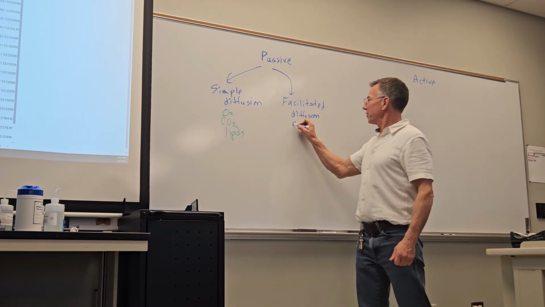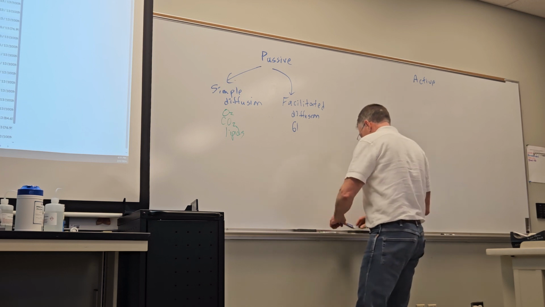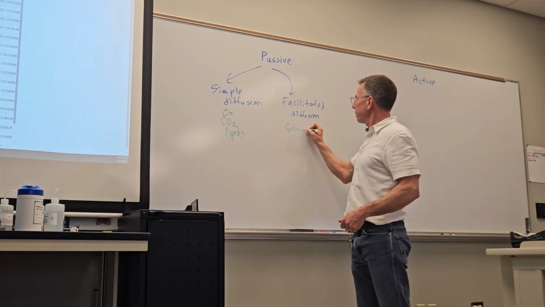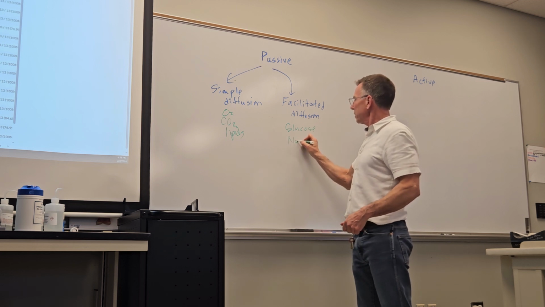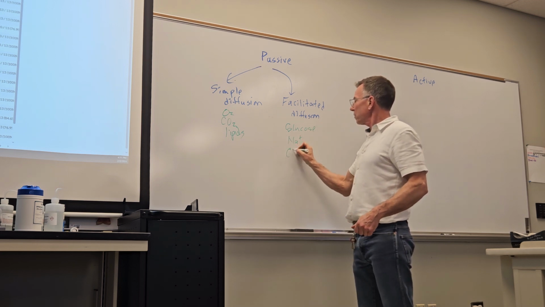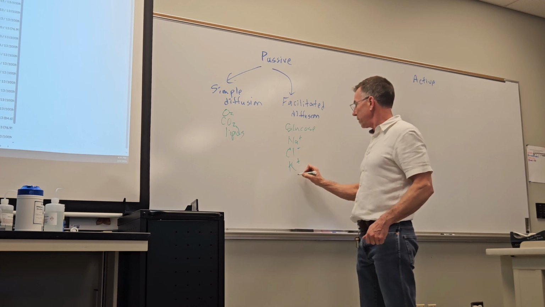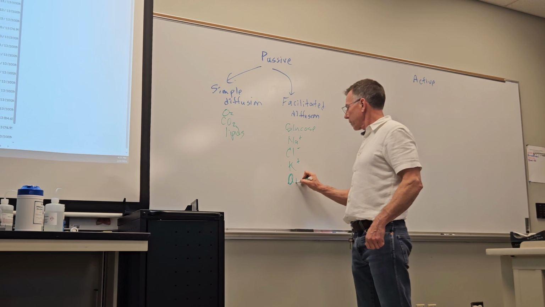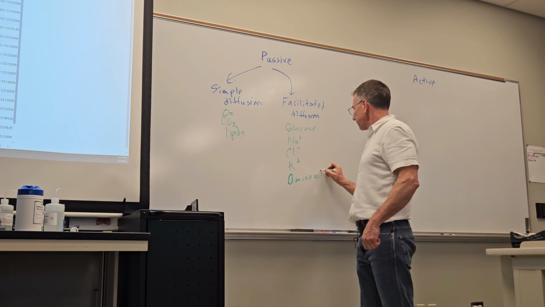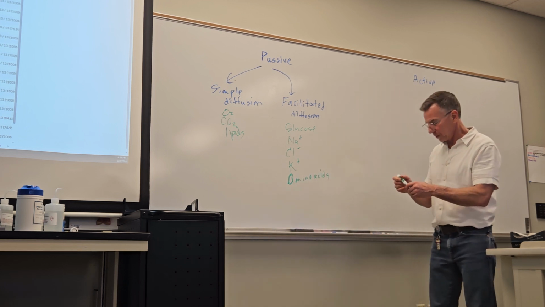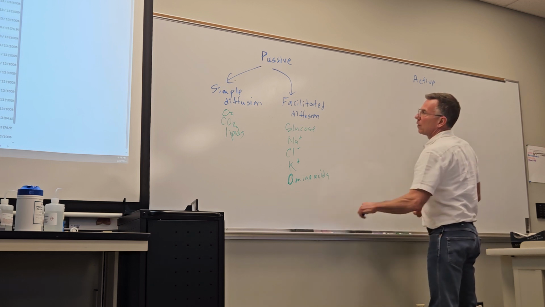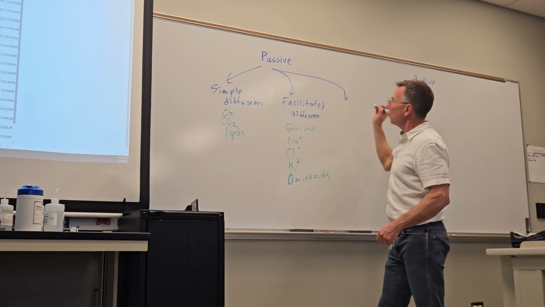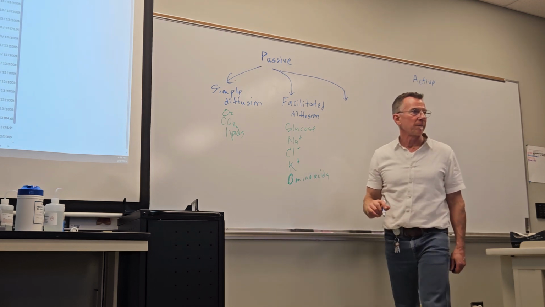Glucose, sodium, chloride, potassium, and amino acids. Those are going to go through facilitated diffusion. And then we have a special type of diffusion. When it's water, we call it osmosis.